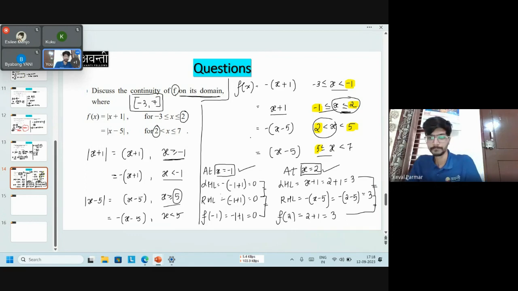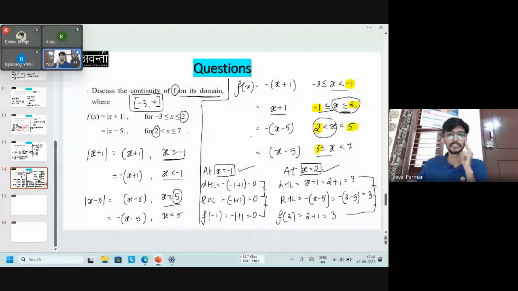Anyone? If you have some pen and book, then you can also try it there. What is LHL, RHL and functional value at x equal to 5? Let's see. Anyone? Or should I do it? I have to do it on the next page.